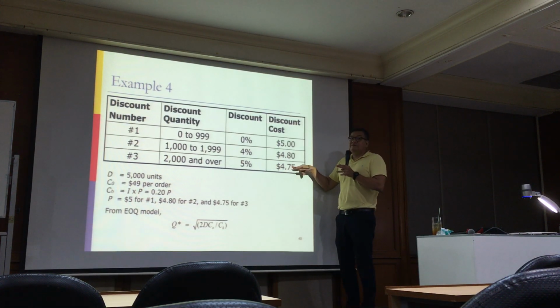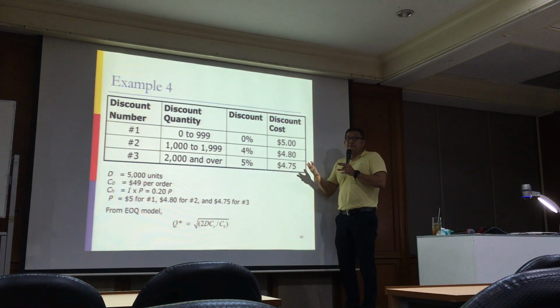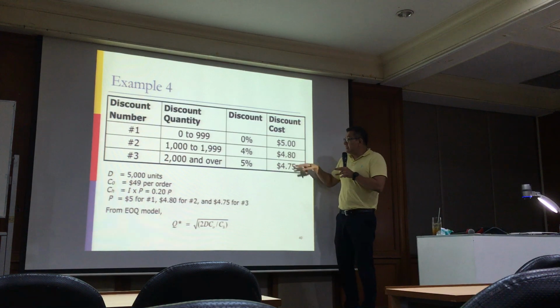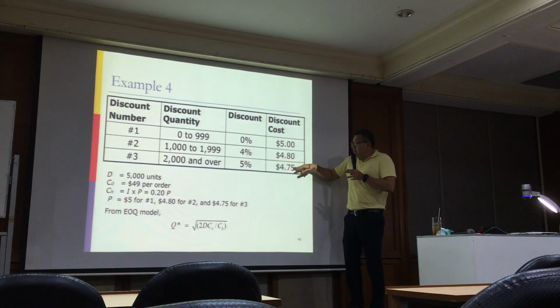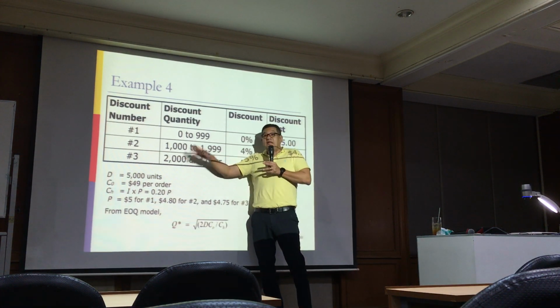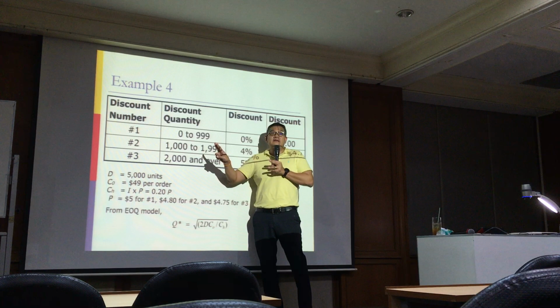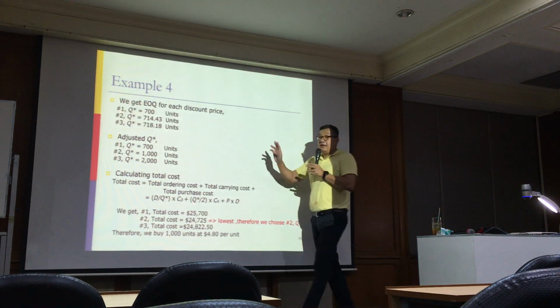For the third level as well, you calculate 718. Based on the third level that you calculate C sub H, you're using 20% of this price. But in order to get this price, you need to order at least 2000. So that's why you need to adjust to be 2000. Okay. And one more.